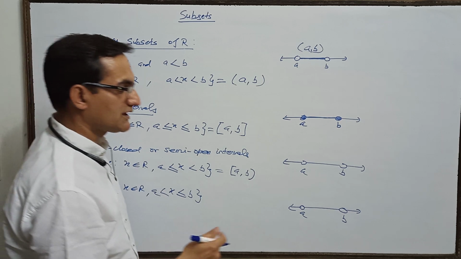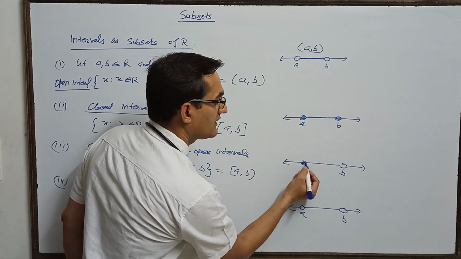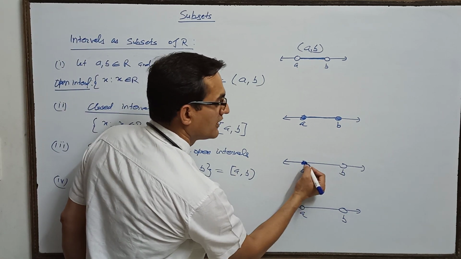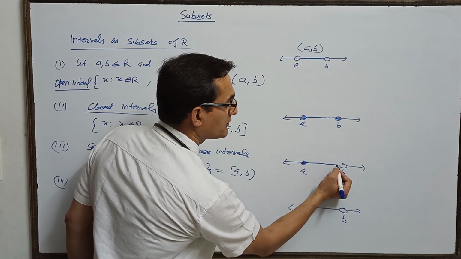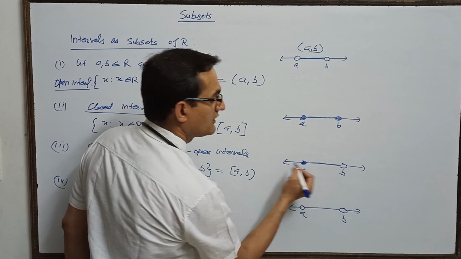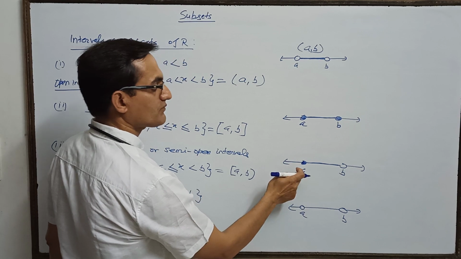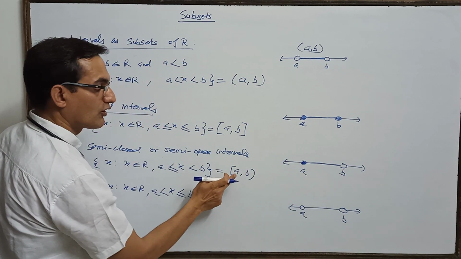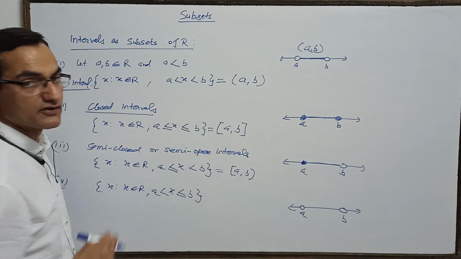Let's see it on the number line. A is included and B is not included, but all the real numbers in between are included. So this represents [A, B), closed towards A.